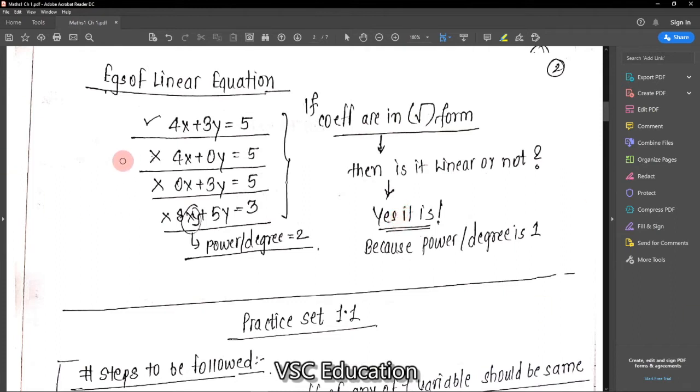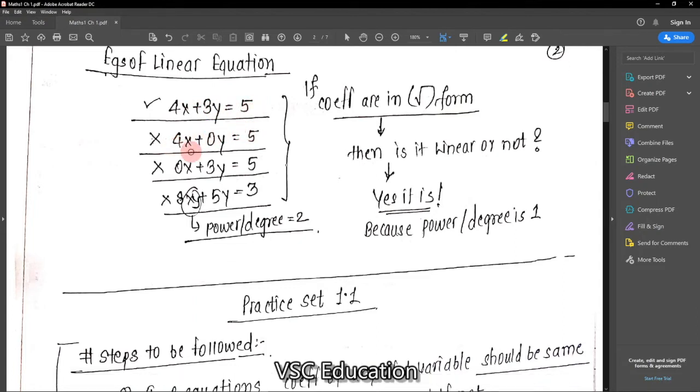First example, see: 4x plus 3y is equal to 5. In this equation, which are the variables? x and y. Which are the coefficients? 4 and 3. Okay, here both variables x and y are there and their degree is also 1. Two conditions are fulfilled, so this is a linear equation.